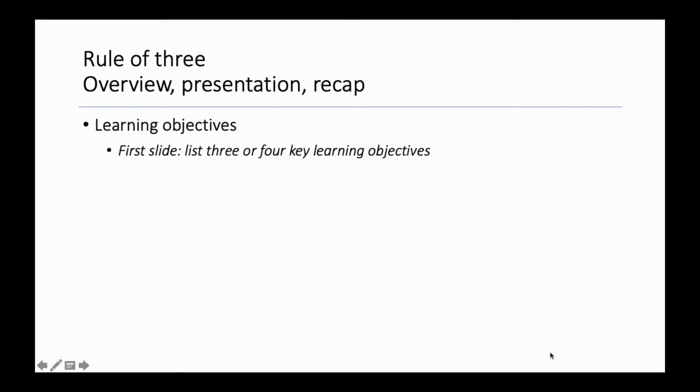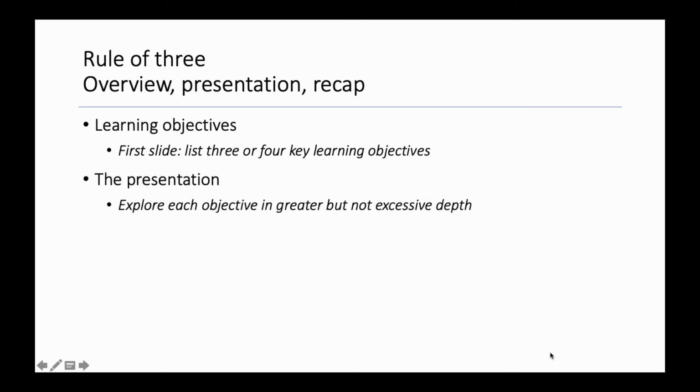Well, we tell the audience what we're going to tell them by presenting the learning objectives. The first slide should always be the learning objectives, where you list 3 or 4 key learning objectives. These are really the take-homes that you want your audience to get. Then there's the presentation, so you explore each objective in greater but not excessive depth.